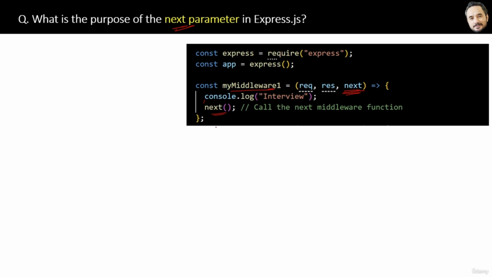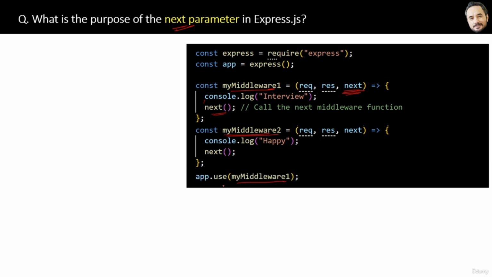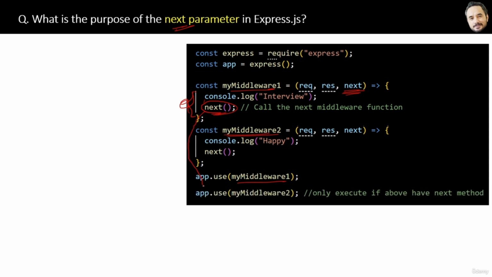Now remember, in most applications we have more than one middleware. For example, here we have another middleware defined like this. Then first we will execute the first middleware. When this middleware execution is completed, in order to send the execution to the next middleware, we will call the next function at the end of the first middleware. Only then will the next middleware be executed. Otherwise, if you do not use this next function, the next middleware will never be executed.